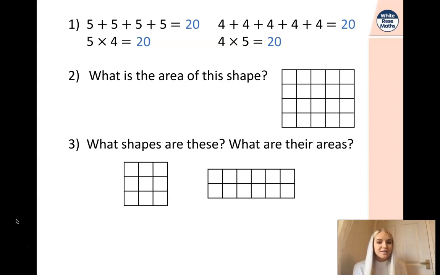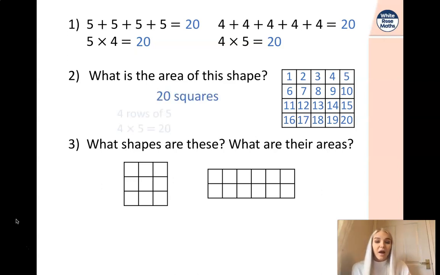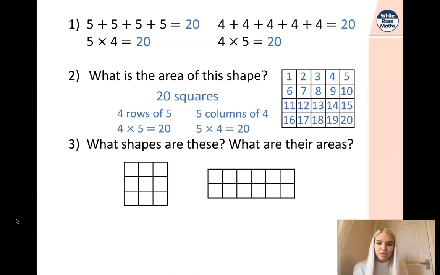Number 2, what is the area of this shape? Well, you could count the squares to work out that there are 20 squares, the area is 20, or you could work more efficiently and use the fact that you know that there are 4 rows of 5 and 4 multiplied by 5 is 20, or there are 5 columns of 4 and 5 multiplied by 4 is also 20.